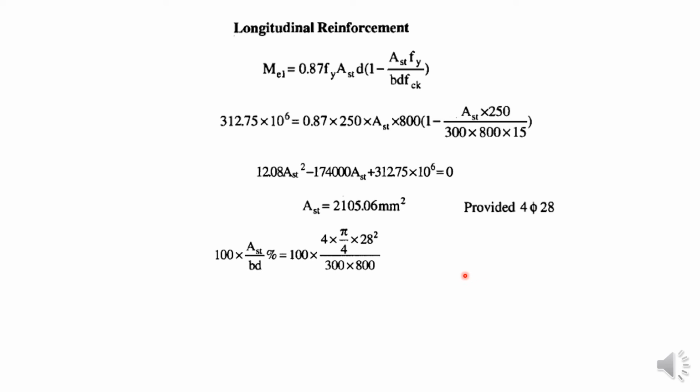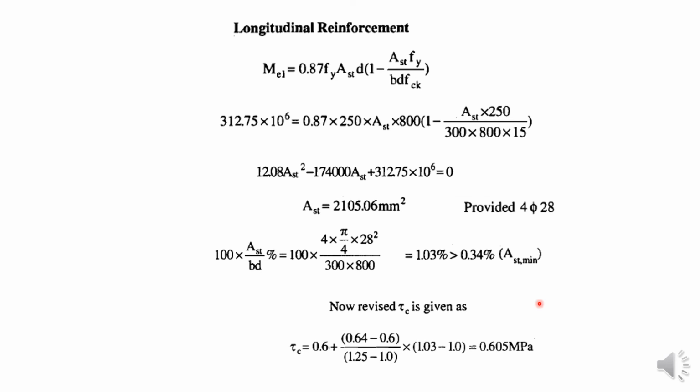Once again we have to find out that 100 Ast by bd, that is the reinforcement percentage. So 4 numbers of pi by 4 into 28 square. We will get a percentage of 1.03 percentage, that is greater than the Ast minimum. So the tau c will be revised. From this 1.03 we have to use Table number 19. Once again we take the value of tau c, that is 0.605 Newton per mm square.